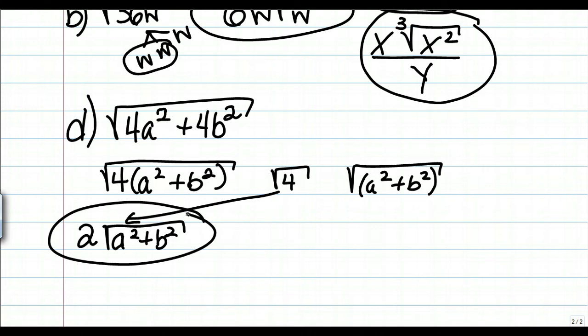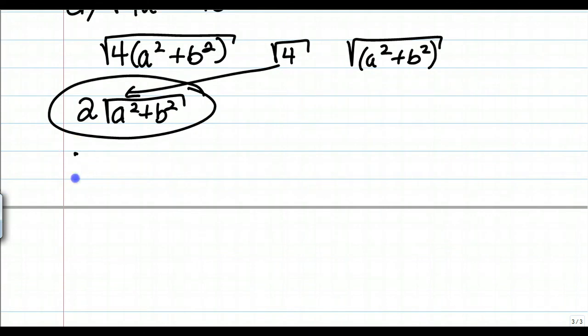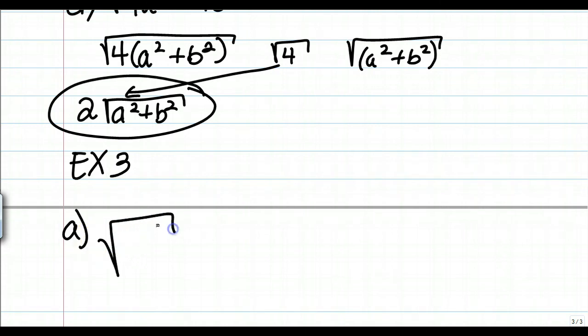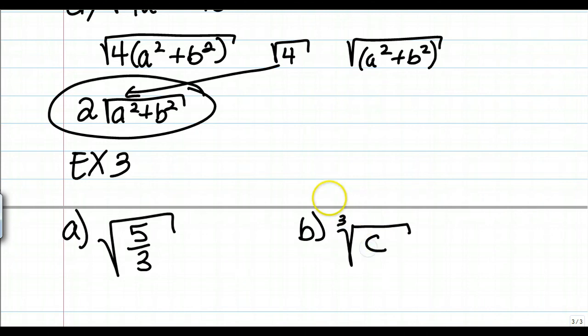Okay, I'm on the last one, believe it or not, I promise, and it's only 2 questions, an A and a B. Example, I don't even know what I'm on, 3. A. It says simplify, and it gives you the square root of 5 divided by 3, and B is going to be the cube root of c, and it's actually a fraction, so 4 is on top. I kind of wrote that weird, but it's 4 divided by the cube root of c.